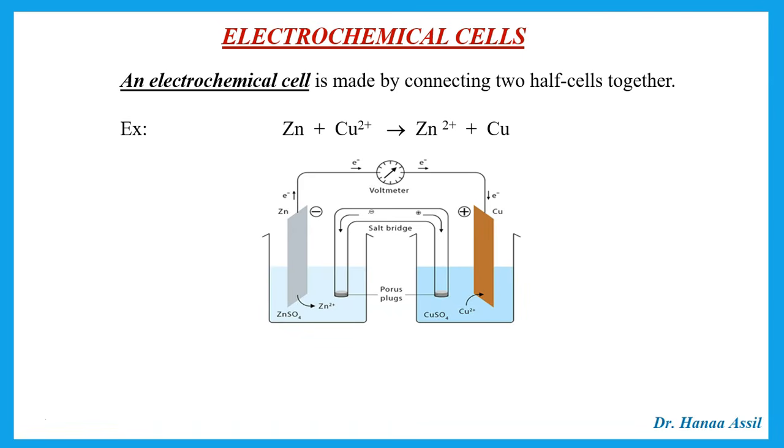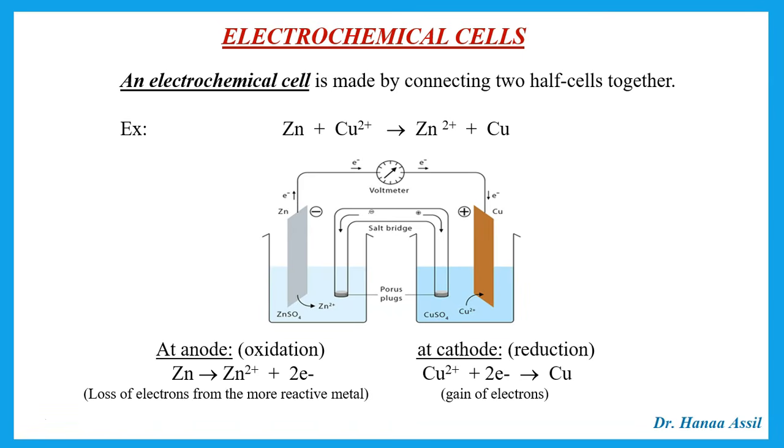First, we need to talk about electrochemical cells, and you probably know by now that an electrochemical cell is made by connecting two half cells together. So if we have zinc and copper, for example, where do we have oxidation? Where do we have reduction? You should know that oxidation happens at the anode, which is the negative electrode, and reduction happens at the cathode, which is the positive electrode.